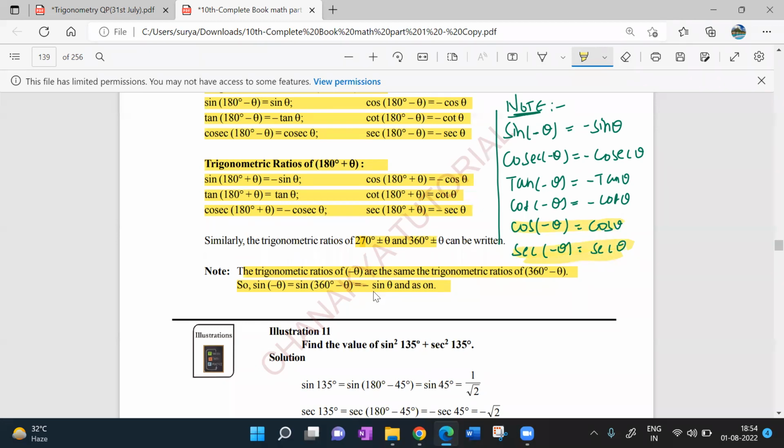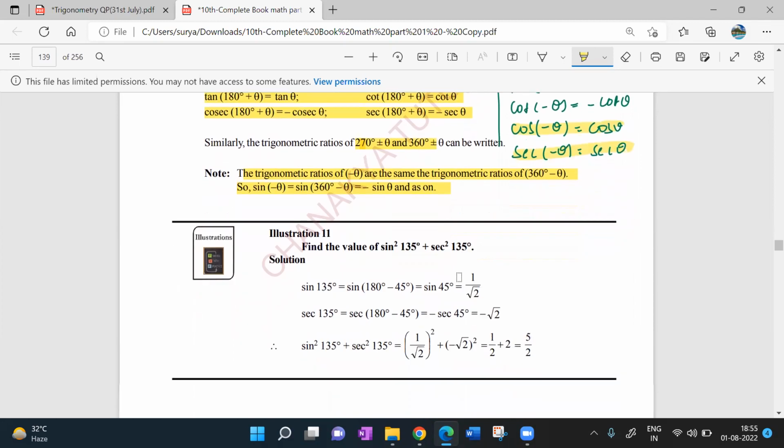Any doubts, guys? Can anyone of you give me the reason why sine of negative theta, cosec of negative theta, tan of minus theta, cot of minus theta, all these are negative except cos and secant? Why are they like that?